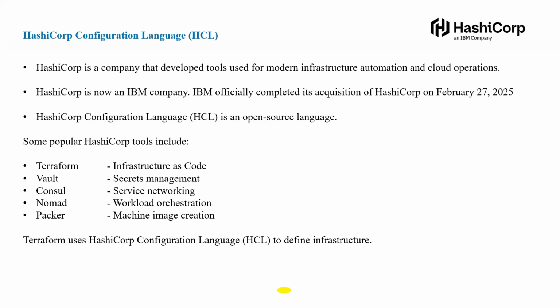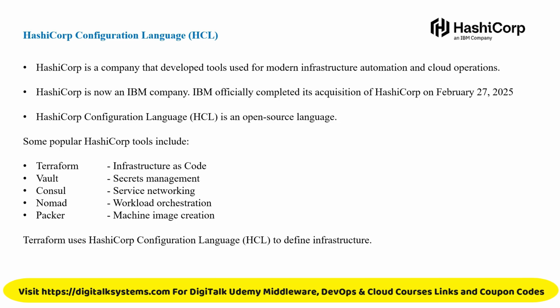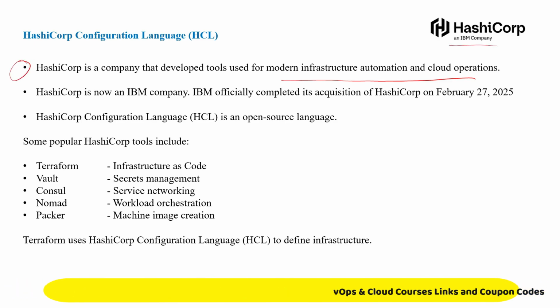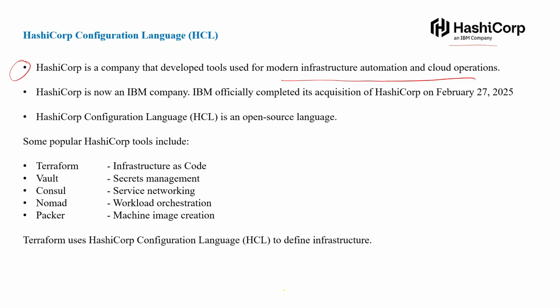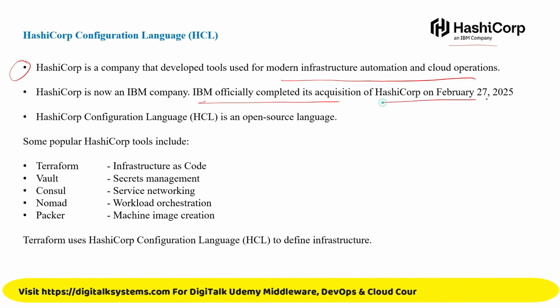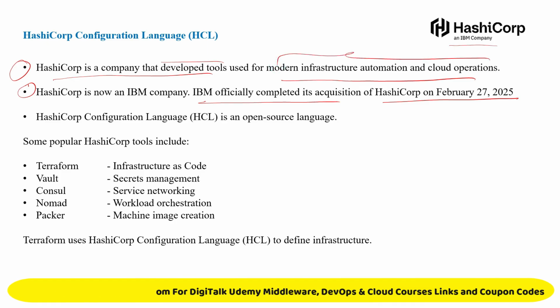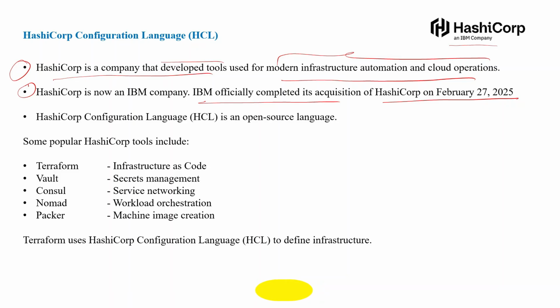So the very first thing: what is HashiCorp? HashiCorp is an American-based company that developed tools used for modern infrastructure automation and cloud operations. HashiCorp is now an IBM company, because IBM officially completed its acquisition in around February 2025. This company was involved in developing tools used for complete end-to-end automation of infrastructure and cloud operations.